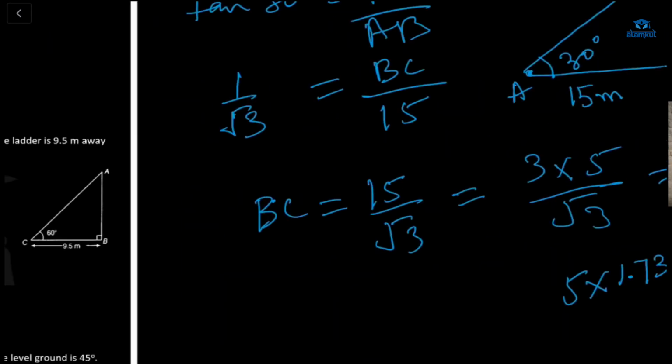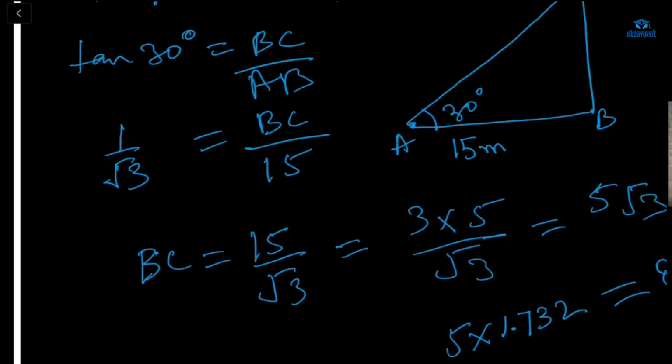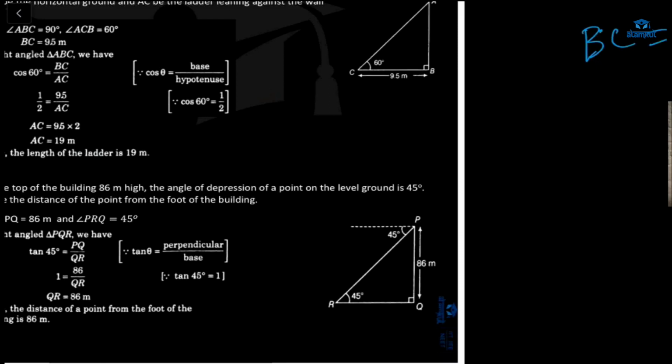And instead of tan theta, you can use other values also. In fact, wherever the base is used, you can use cos theta also, because cos theta also includes the base. But no, you cannot use cos theta here because you have to find the value of BC. You can use cot theta only. Tan theta and cot theta only. This was question number 3.